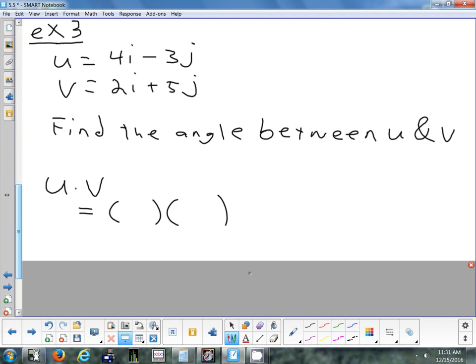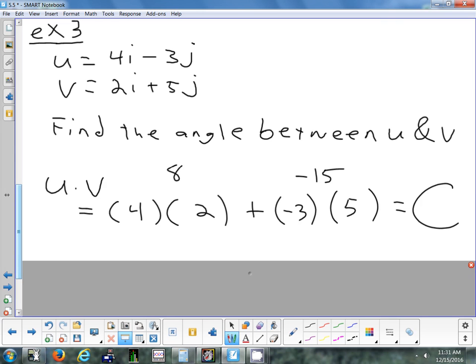Karen, can you tell me the first 2 things I'm going to multiply together to get my dot product? 4 times 2. Yep, 4 times 2. And Paige, can you give me the next 2 things? Negative 3 and 5. So that's 8 minus 15. Jesse, if I do 8 minus 15, that gives me a dot product of negative 7. So there's my dot product.